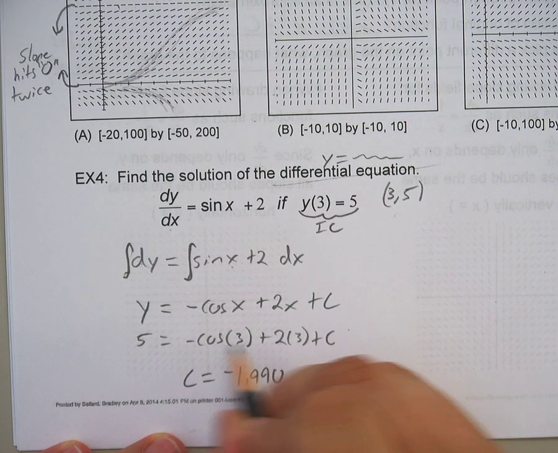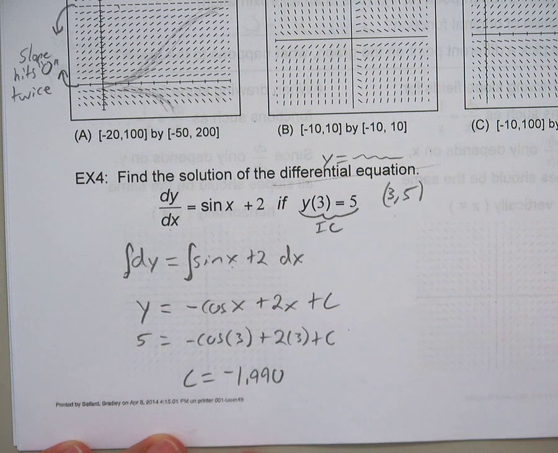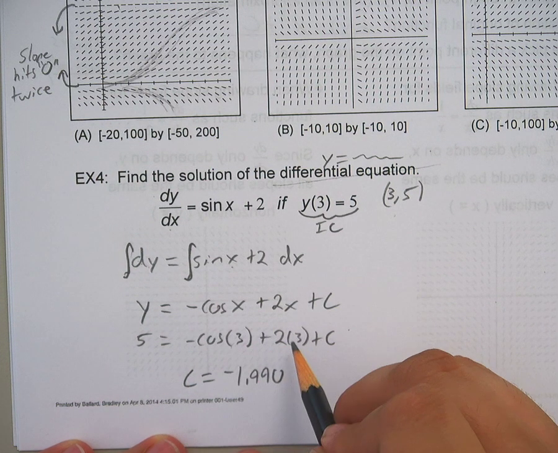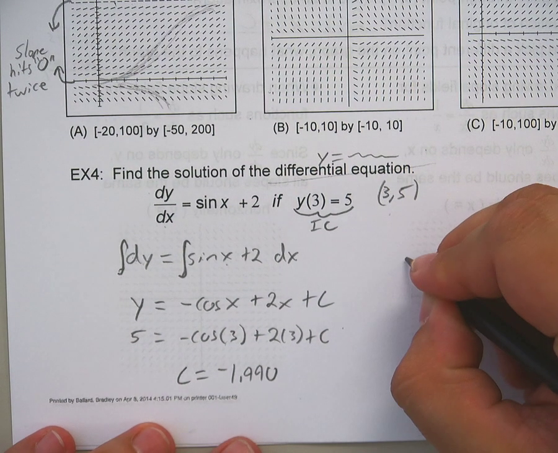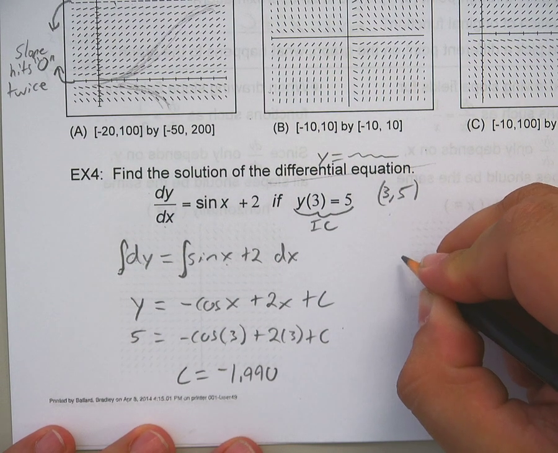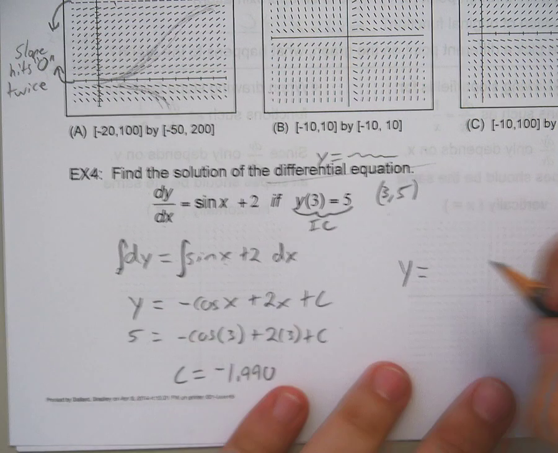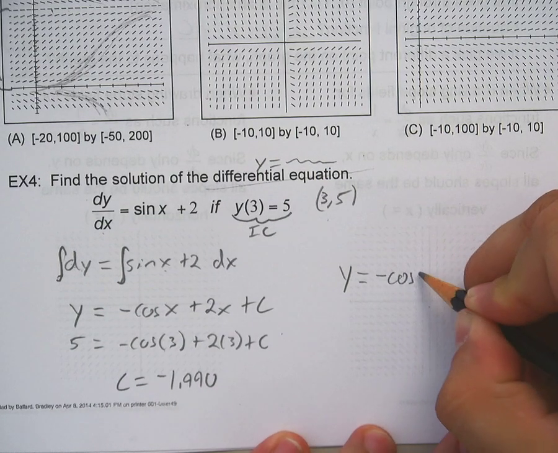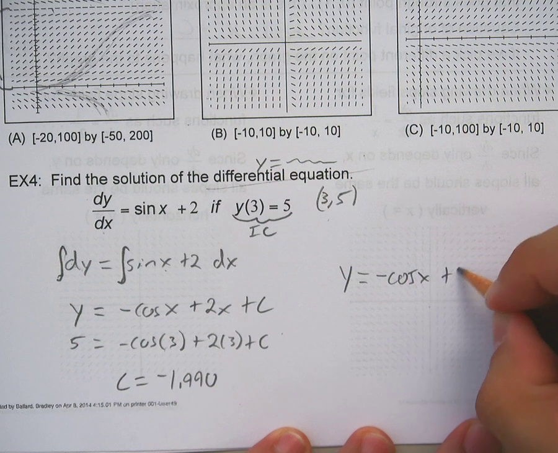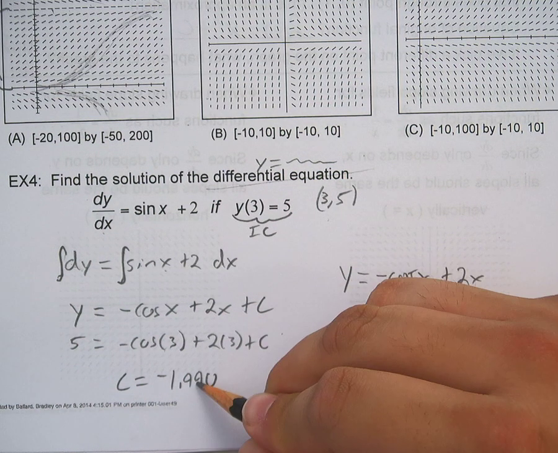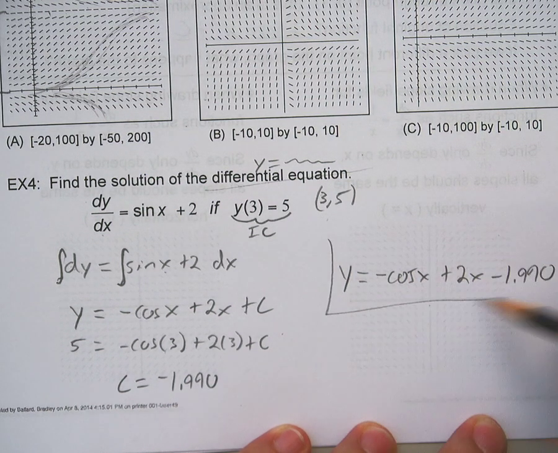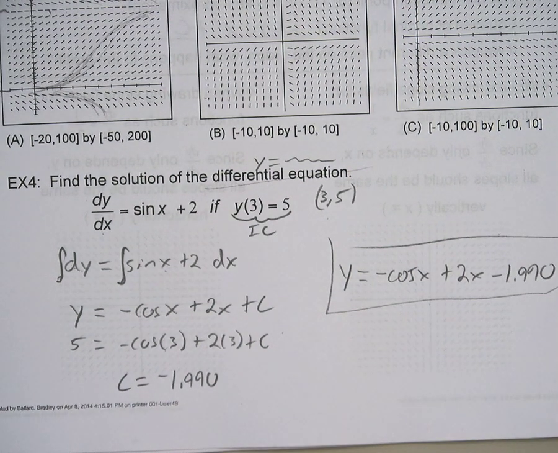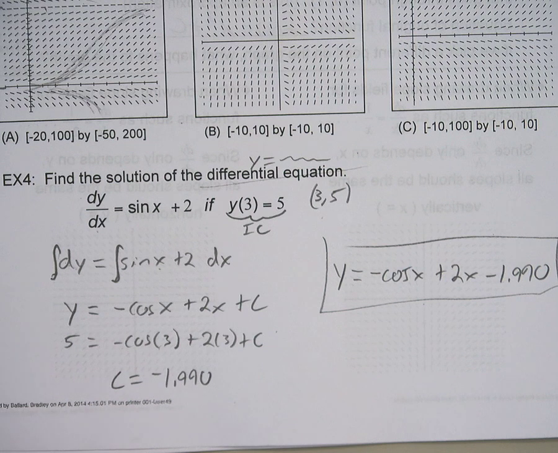That's just from plugging in this and then subtracting it from 5, or adding this from 5 and subtracting the 6. And then finally here, my equation is going to be y equals negative cosine x, just bring this over, plus 2x, minus my c, minus 1.990. That is called solving a differential equation. All right, more practice to come.